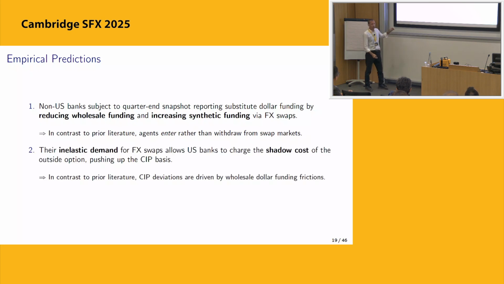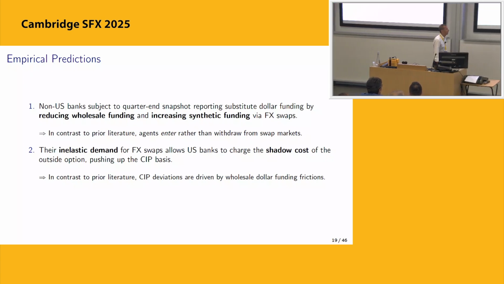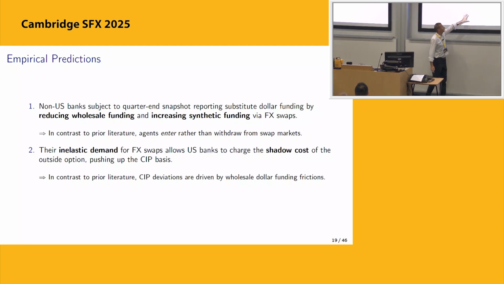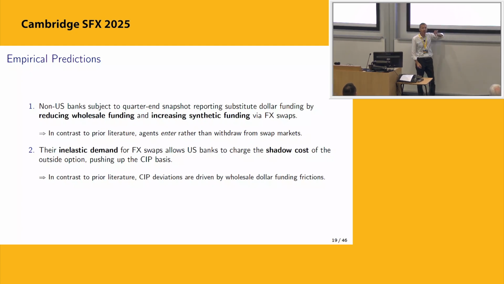The second prediction is about pricing. This inelastic demand for FX swaps would allow US banks to charge the shadow cost for the outside option, increasing the CIP basis. And this is, again, in contrast with the previous literature, because now the CIP basis originates from the wholesale funding friction, not from the FX swap market itself.